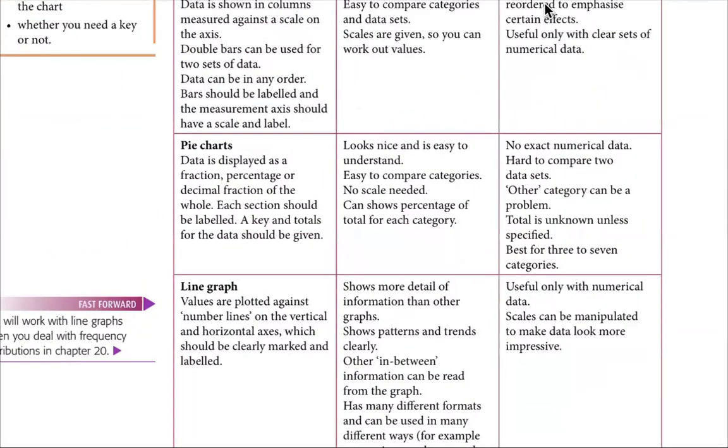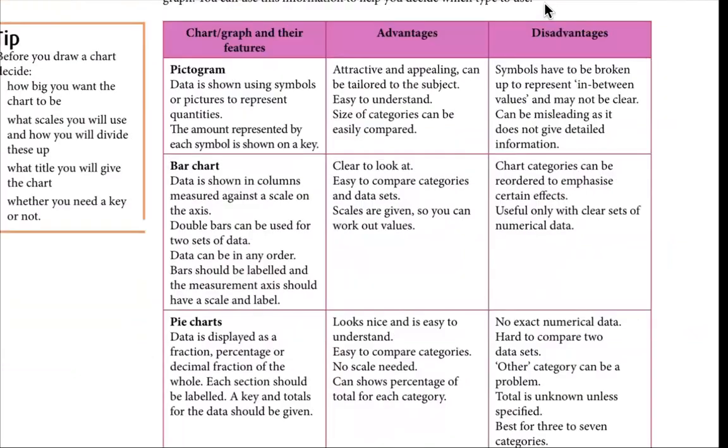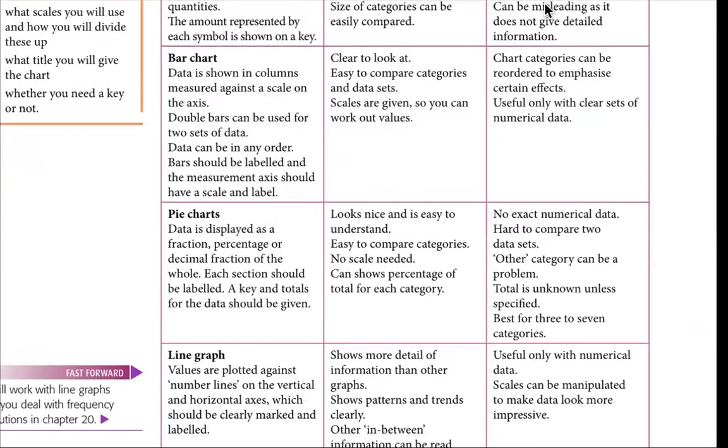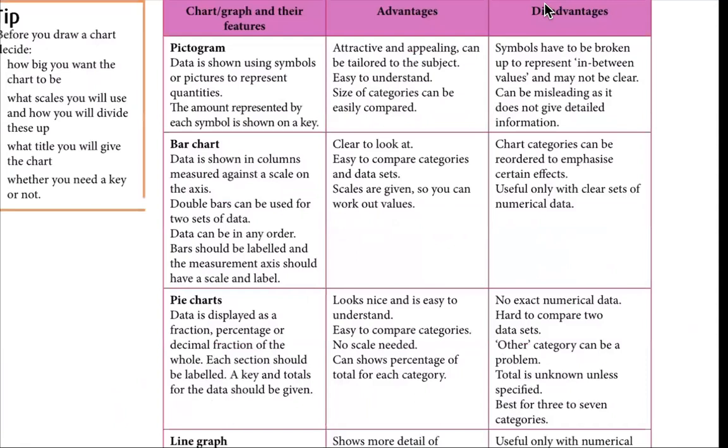So all this data that you use, different data requires different charts, different graphs. We did pictogram, we did bar chart, we did pie chart. The last one is line graph. So you can actually have a look at this table. What are the advantages and disadvantages?